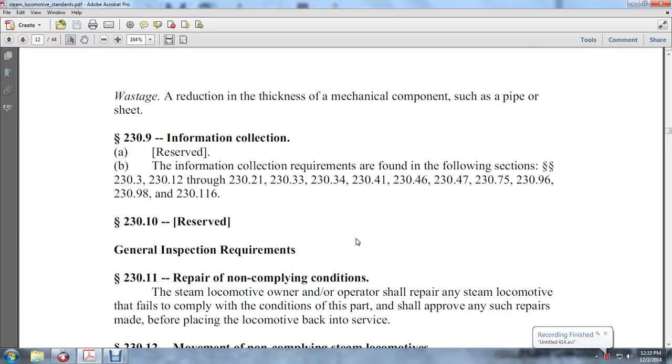General inspection requirements. Repair of non-compliant conditions. The steam locomotive owner or operator shall repair the steam locomotive that complies with the conditions, shall approve that any such repairs may be made and place the locomotive into service.